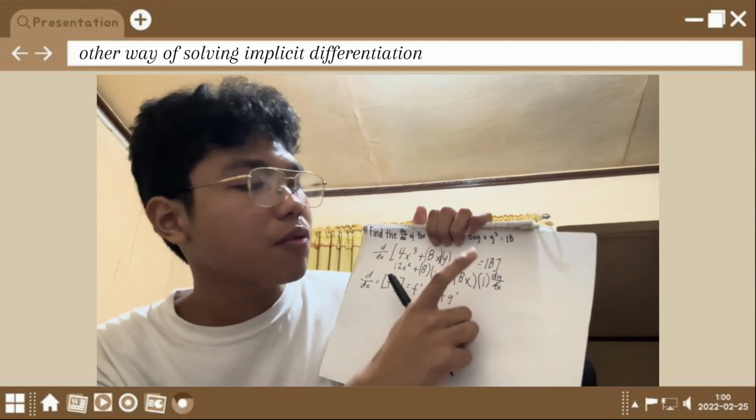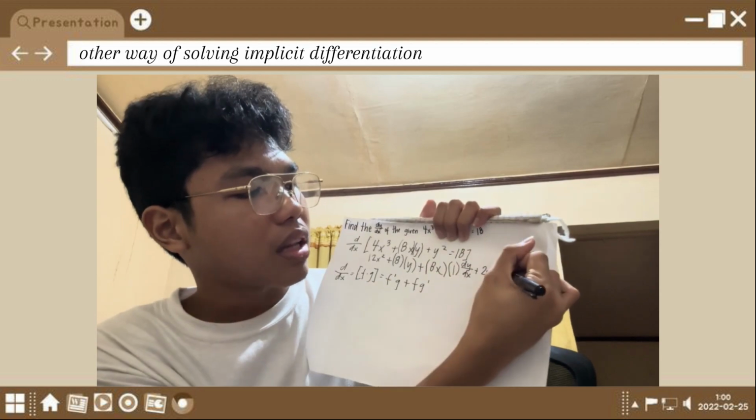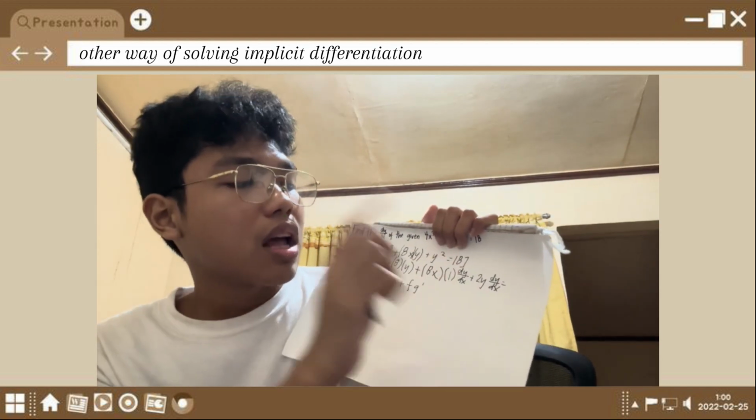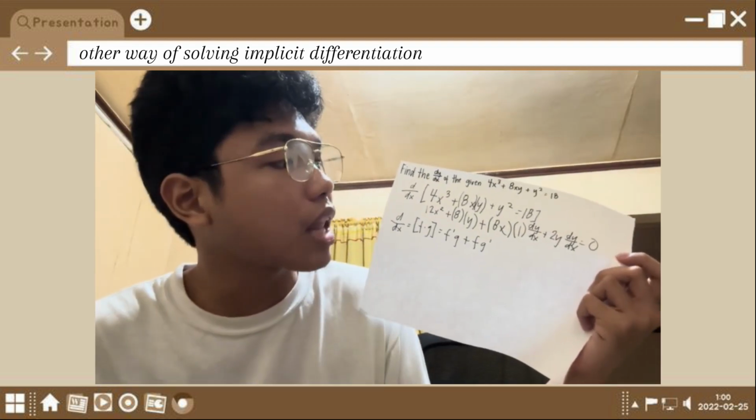Now let's proceed to the next term. We have y squared, so the derivative of y squared is 2y. Now we have to respect x, so we just need to add a dy over dx here. And the last, we have a constant term. Every constant term is equal to 0 when taking the derivative of it, so it's 0.